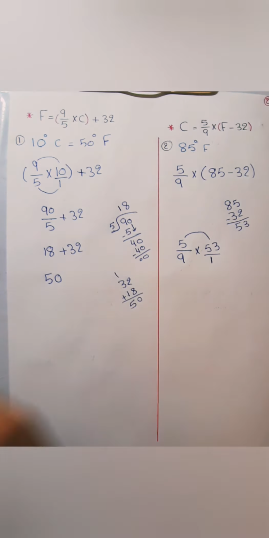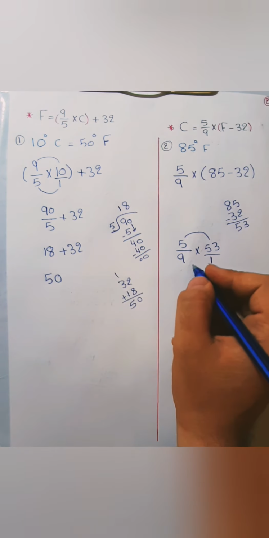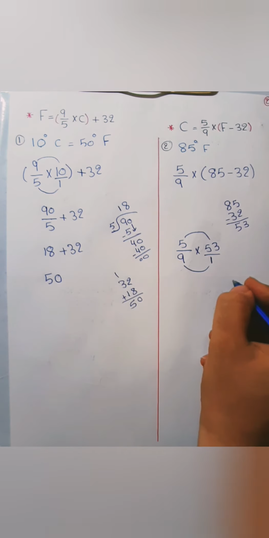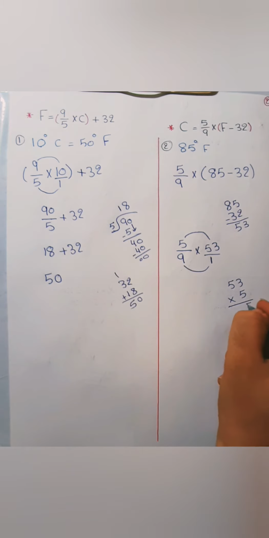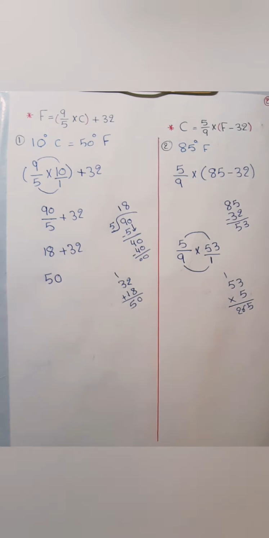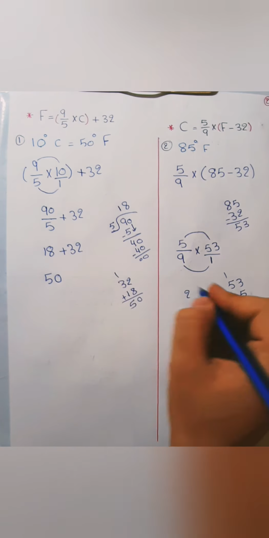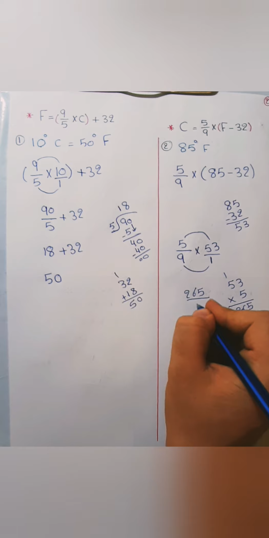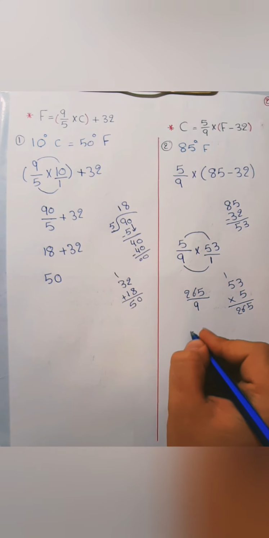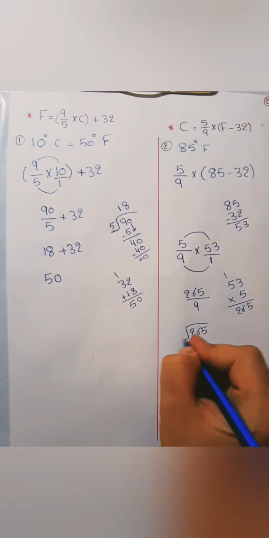Multiply 5 times 53 and 9 times 1. 5 times 53: 5 times 3, 15. 5 times 5, 25, plus 1, 26. Now we have 265 out of 9. We can change this fraction to a whole number by dividing 265 by 9.